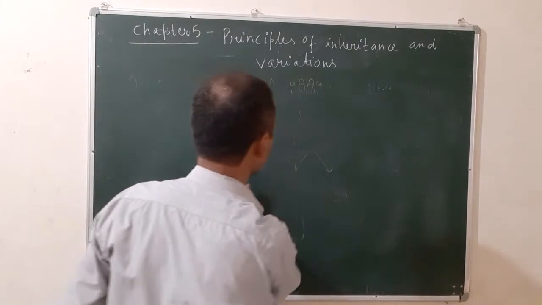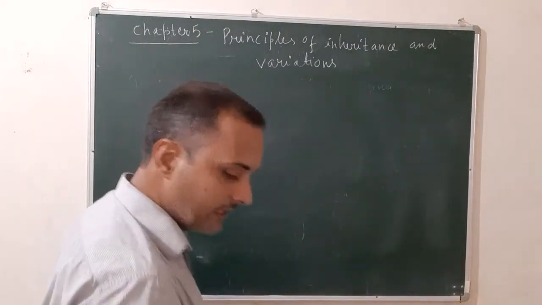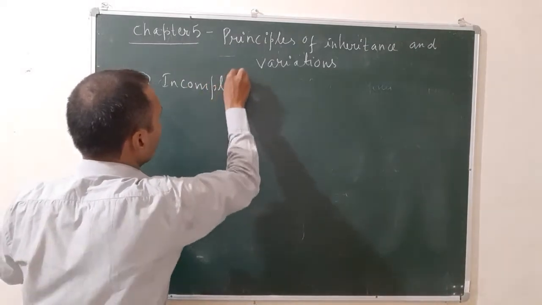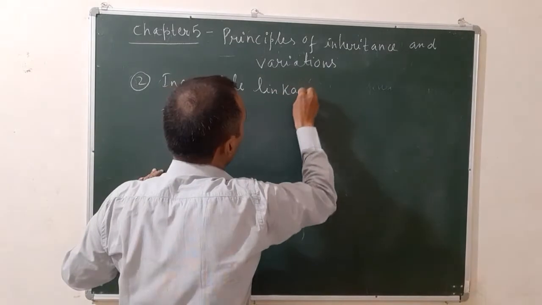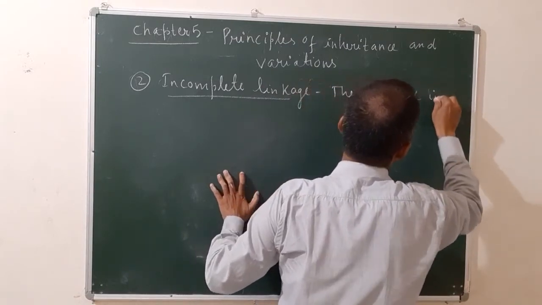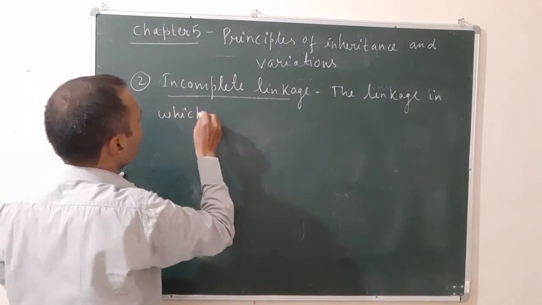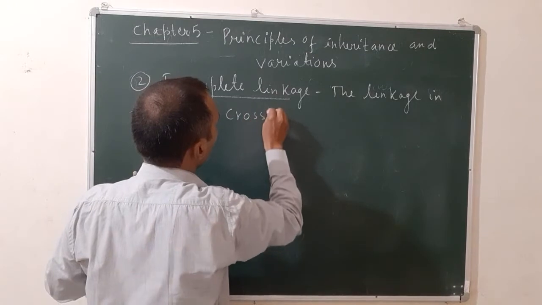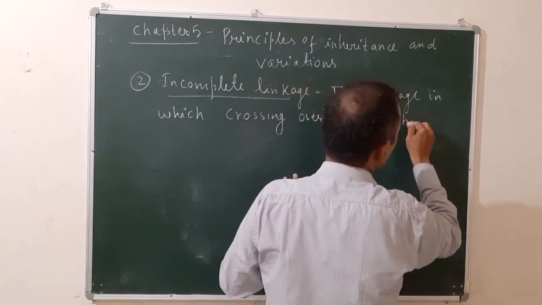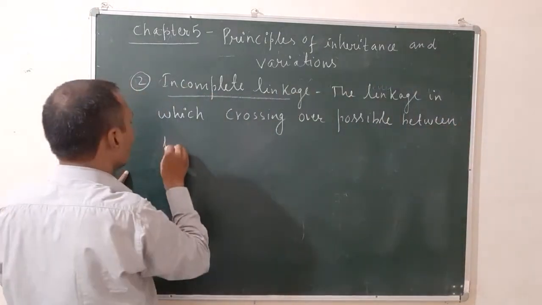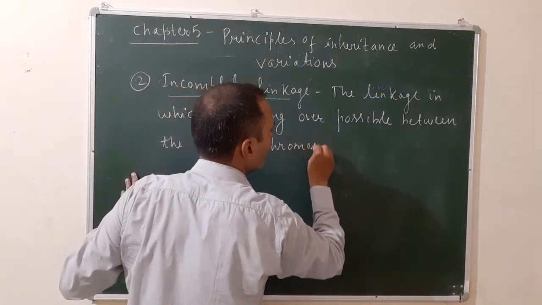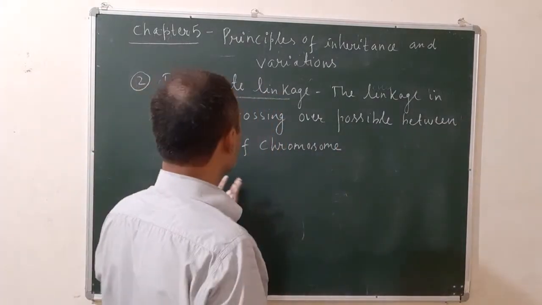Incomplete linkage. First of all, you have to write the definition of incomplete linkage. The second type of linkage, incomplete linkage: the linkage in which crossing over is possible between the pair of chromosome, because the genes are distantly located between the pair of chromosome.